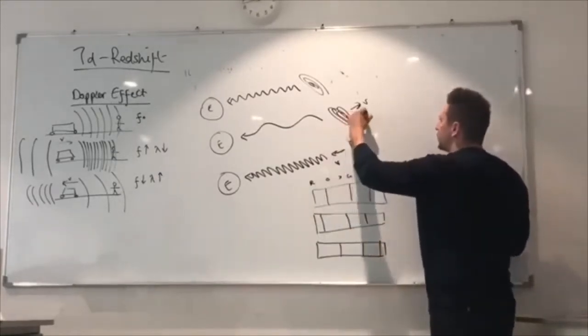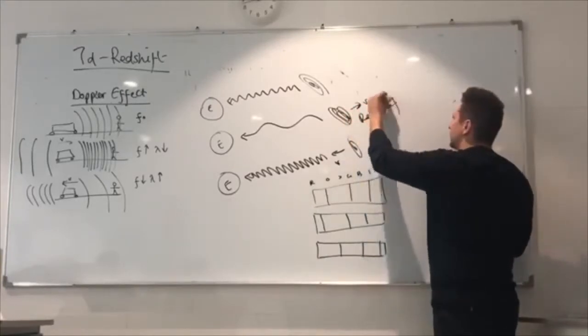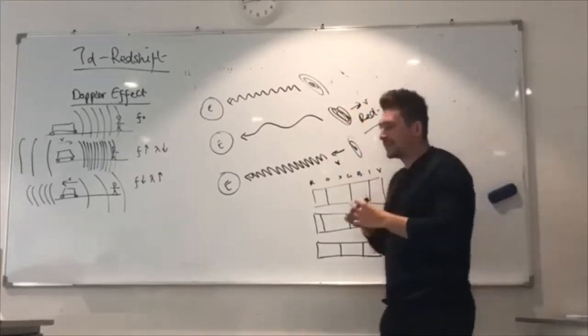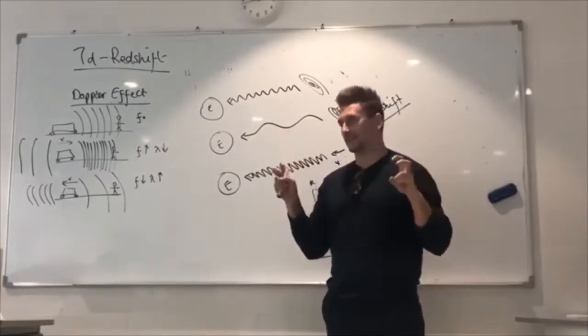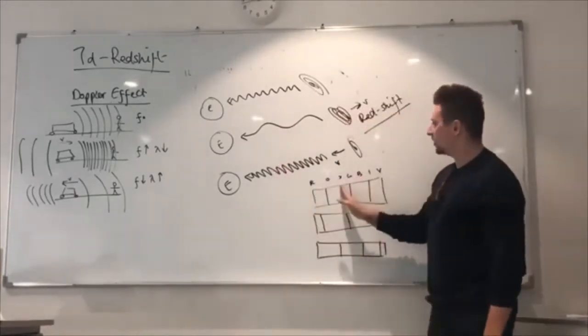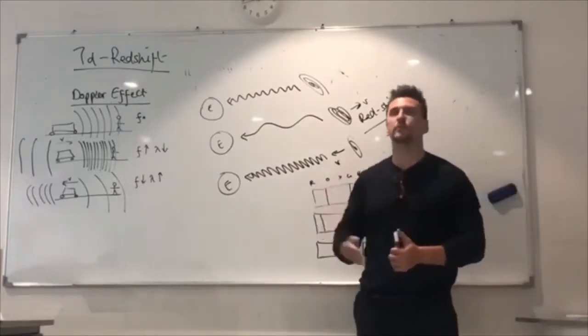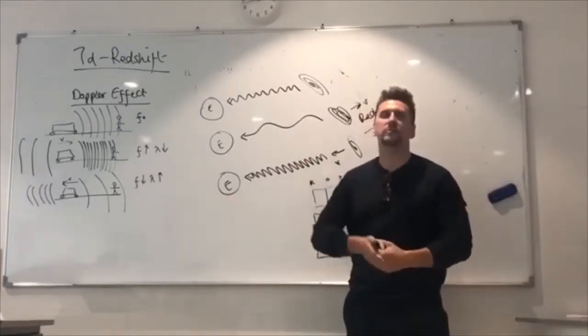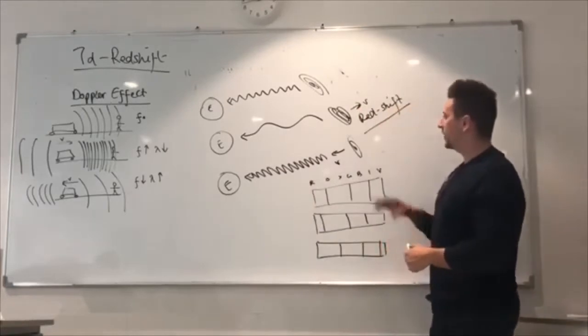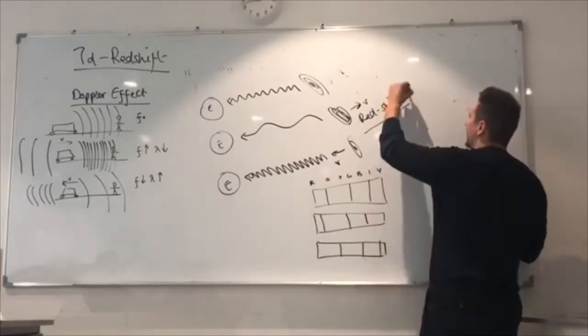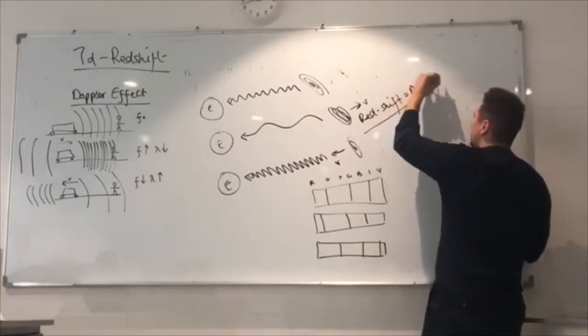So this one, for moving away, is called redshift. It does not make the light look redder, necessarily. It may have started at yellow and become orange. That's not red light, it's just that the wavelength has moved closer to the red part of the spectrum, so it's being redshifted. So redshift is for any object moving away.